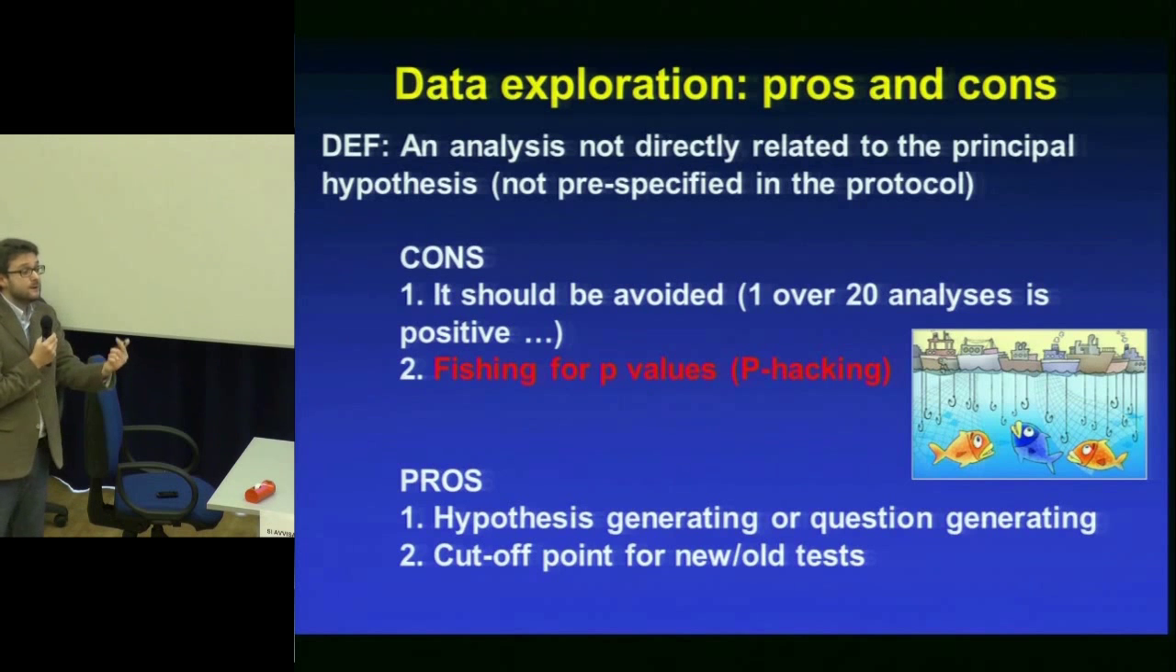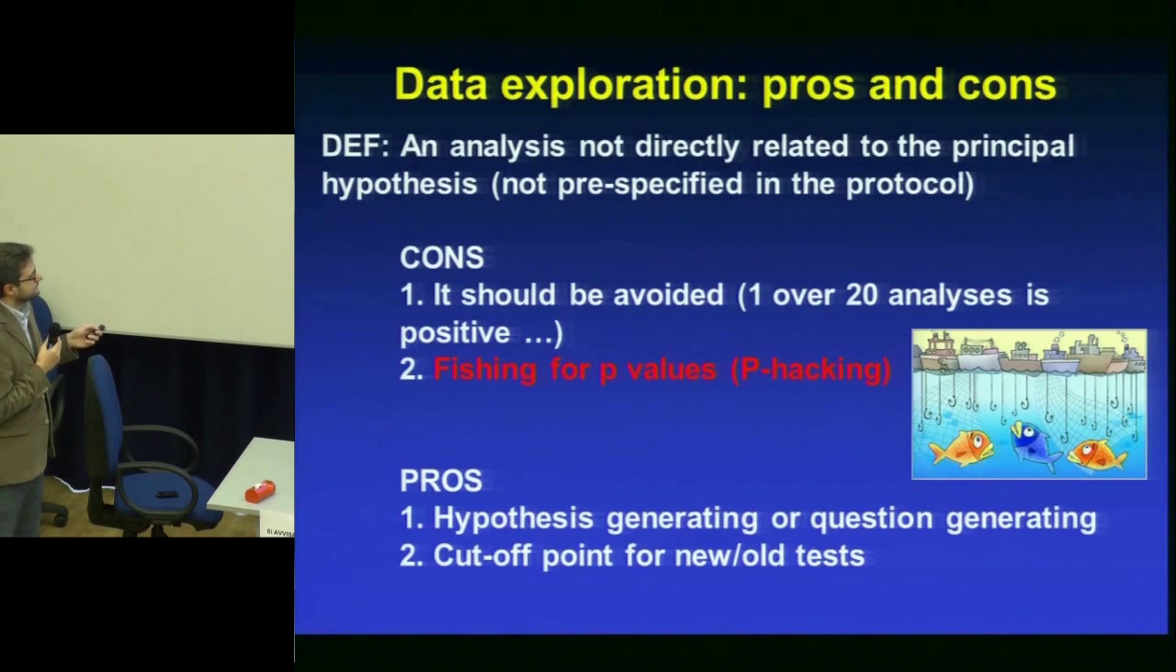Oh, that's good. If there is a biological rationale, if there is an underlying clinical rationale, or for example, for a test, I can find a new cutoff point. So for a blood test I can say, oh, the D-dimer cutoff is more accurate for that kind of population, for example, for elderly patients. But we have a lot of cons of data exploration.